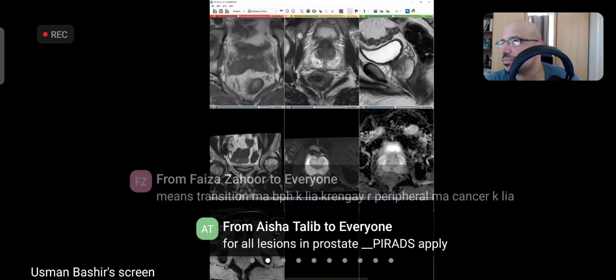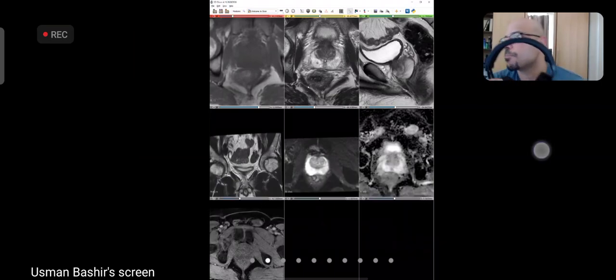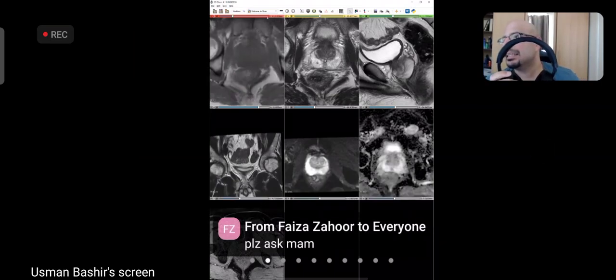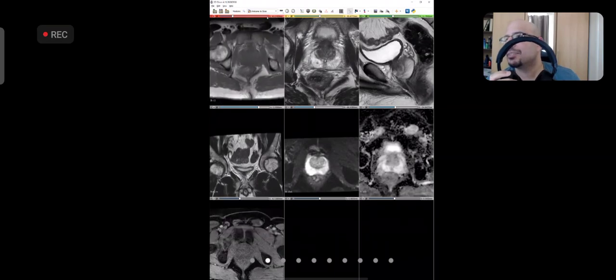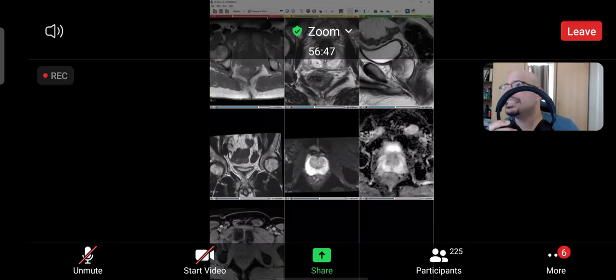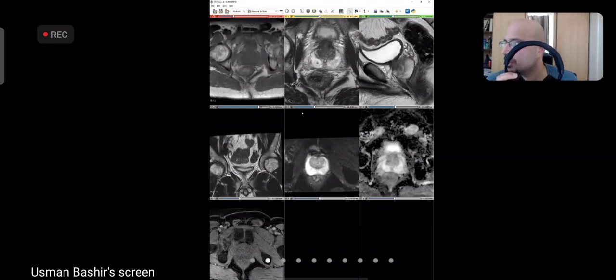Right. So this is how I work. Switch to single view so that everything is big and obvious. So the sequences that I use in my day-to-day practice: T1 weighted imaging, standard T1.